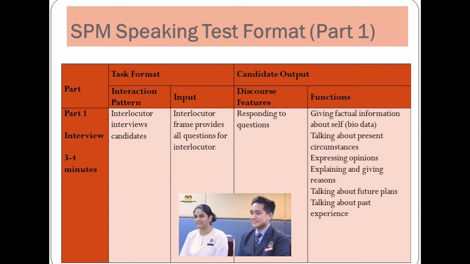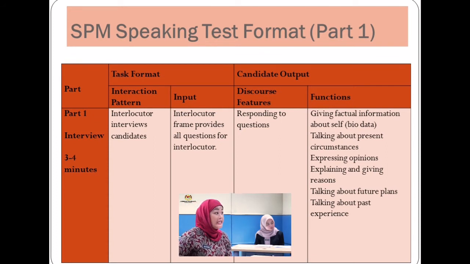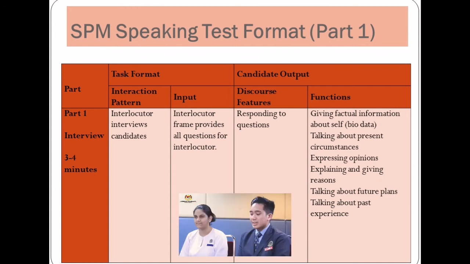Part 1. The interview. Time allotted 3 to 4 minutes. Task format. Interaction pattern. Interlocutor interviews candidates. Input. Interlocutor frames provide all questions for interlocutor. Candidate output. Discourse features. Responding to questions. Functions. Giving factual information about self, biodata.